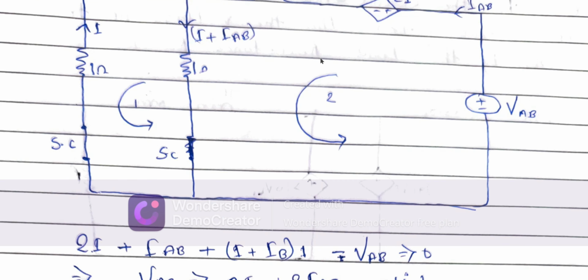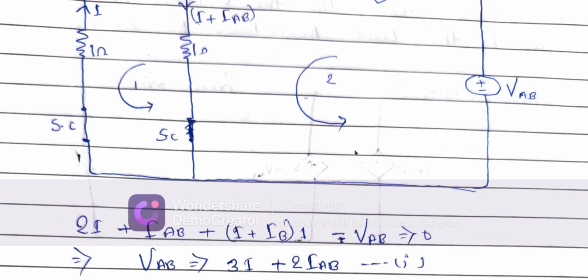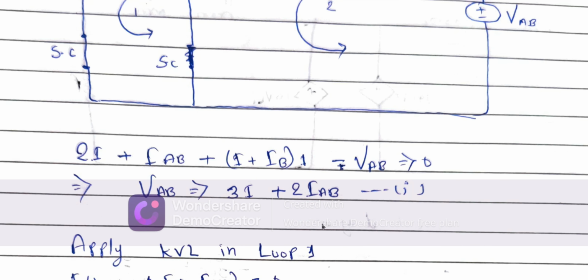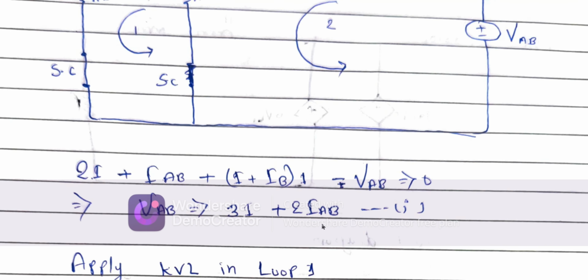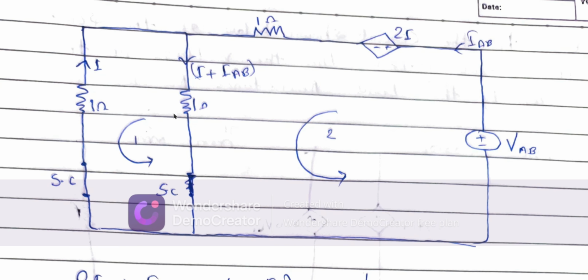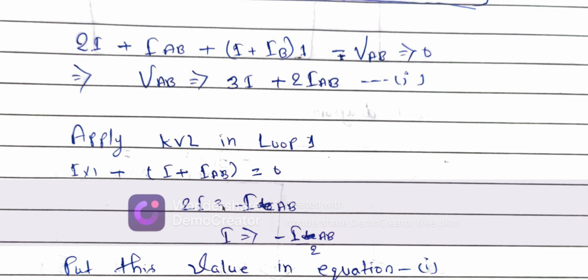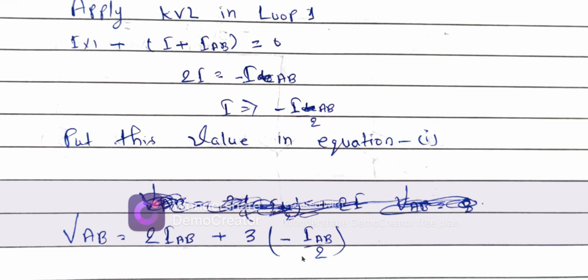In the first loop, 2I plus IAB and I plus IAB into 1, minus VAB. If you solve this equation, then VAB is equal to 3I plus 2 IAB. Apply KVL in loop 2: 2I plus IAB into 1 gives 2I plus IAB, so 2I is equal to minus IAB and I is equal to minus IAB by 2.